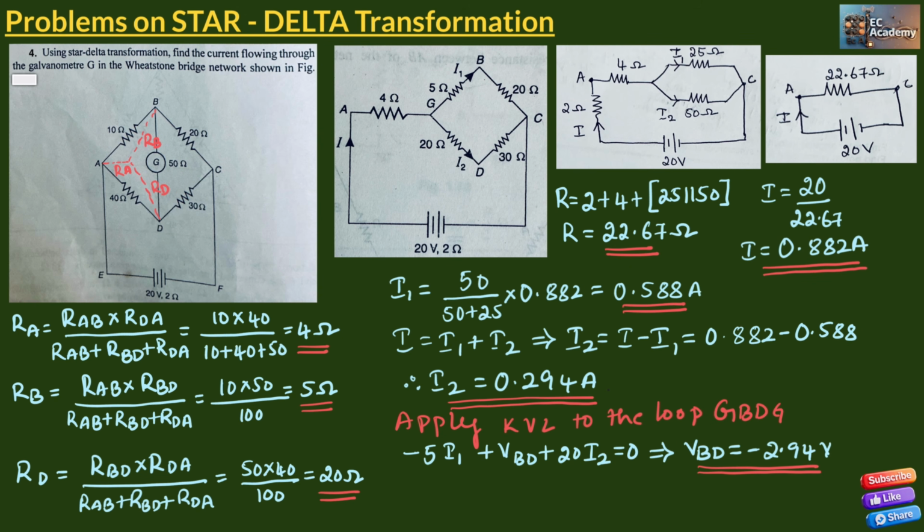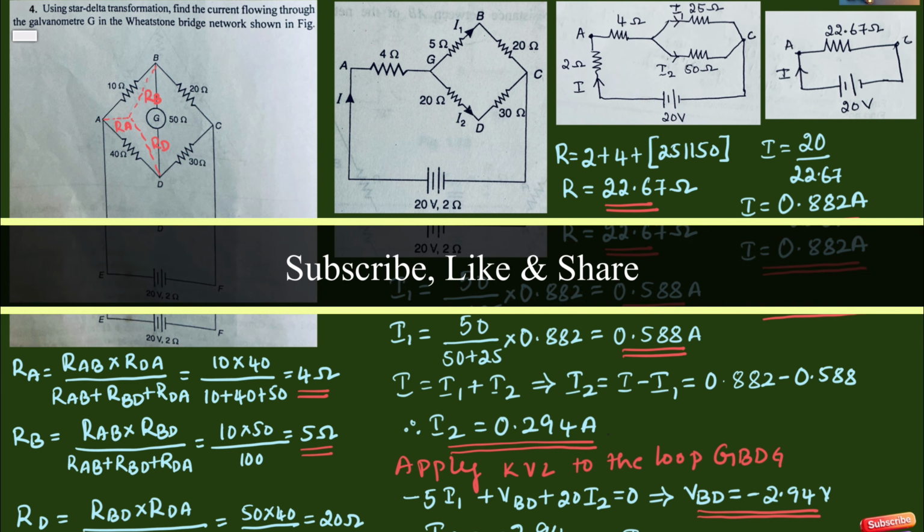Therefore, the current through the galvanometer Ig will be equal to voltage divided by resistance. The potential difference VDB is minus 2.94 divided by the resistance, which is 50 ohm. Therefore, the current through the galvanometer will be equal to minus 0.0588 amperes.